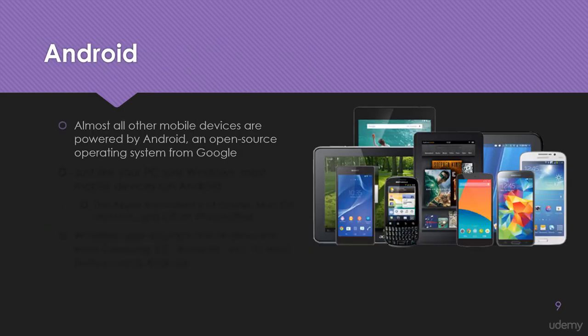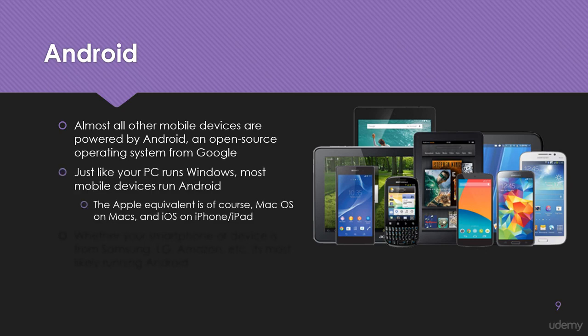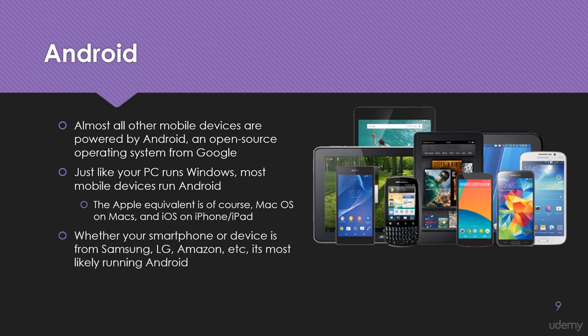The other popular mobile app platform is actually Android. Almost all other mobile devices, whether it be smartphones or laptops today, are powered by Android, an open source operating system from Google. So your PC most likely runs Windows unless you have a Mac, which runs Apple's operating system. Similar to that, most mobile devices today run Android, while Apple's devices, which are the iPhone and iPad, run on iOS. So whether your smartphone or device is from Samsung or LG or Amazon, it's most likely running Android.